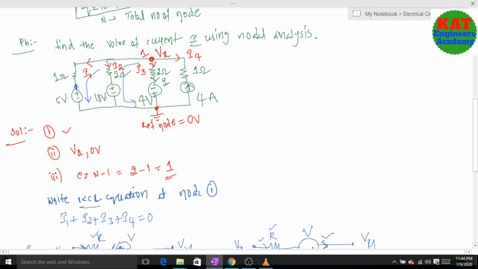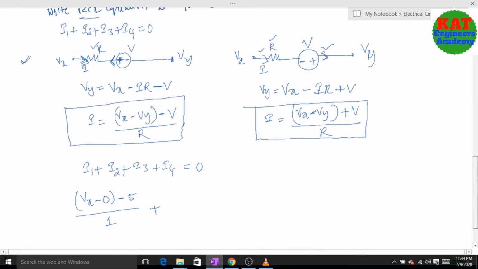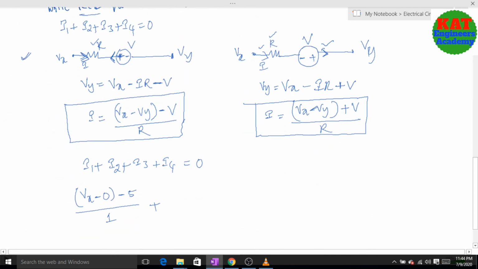Again, what is the voltage? 10 volts, with plus upward, which is opposite to the actual direction, so we can say it is also minus 10. So now I2 equals Vx minus 0, where the higher potential is Vx and the lower potential is 0, then minus 10 volts divided by the resistor value, 2 ohms. Now, plus next I3.